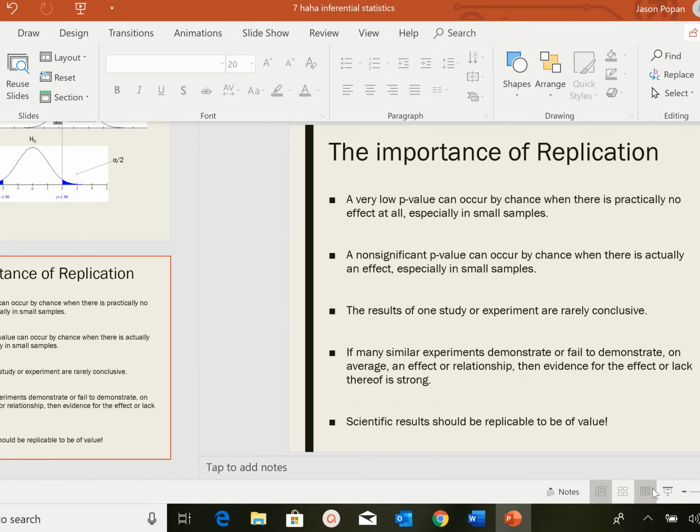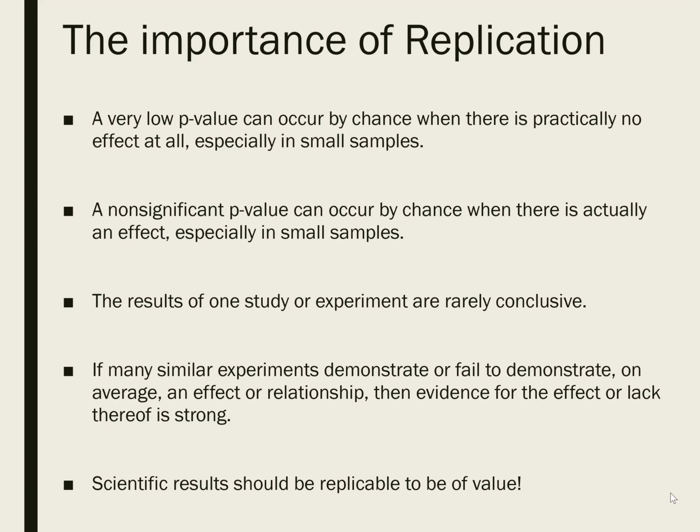So to conclude, I just want to talk a bit about the importance of replication. Any given study is going to yield a p-value. And a low p-value can occur by chance. The p-value is basically the probability that your results are due to chance, or the probability that you would reject the null hypothesis even though the null hypothesis is true. So it can occur when there is practically no effect at all.